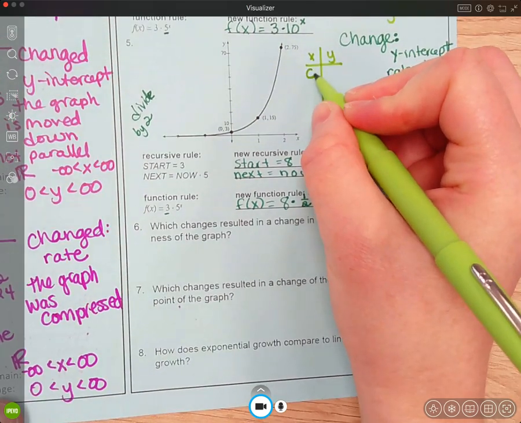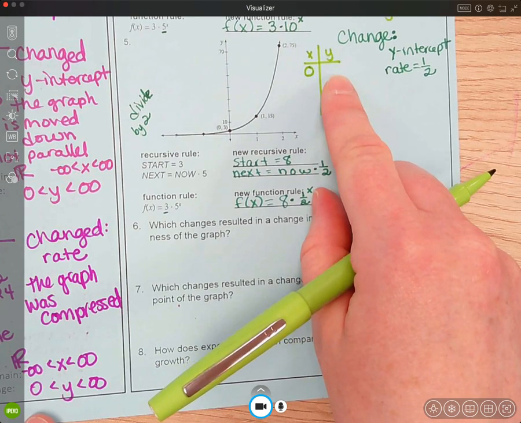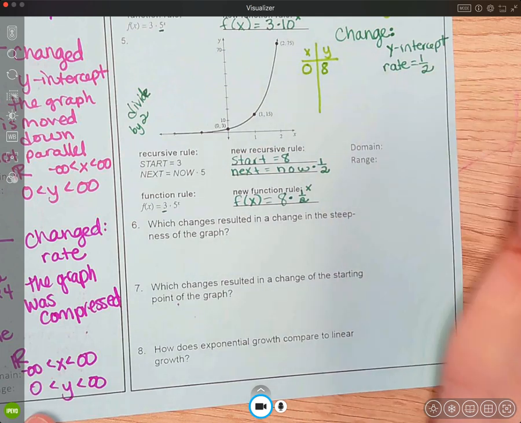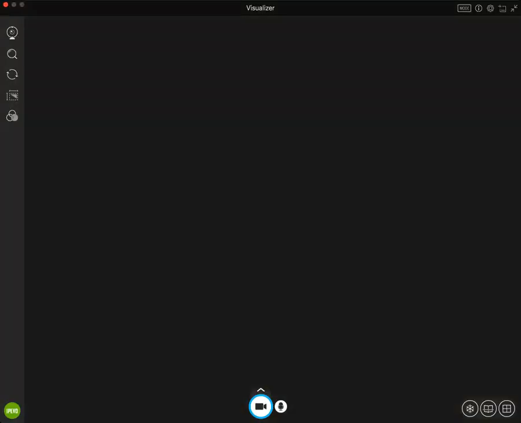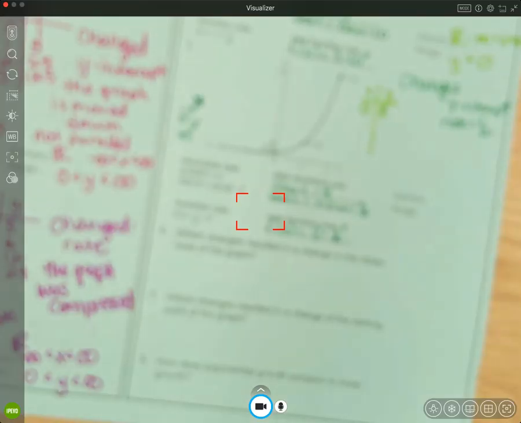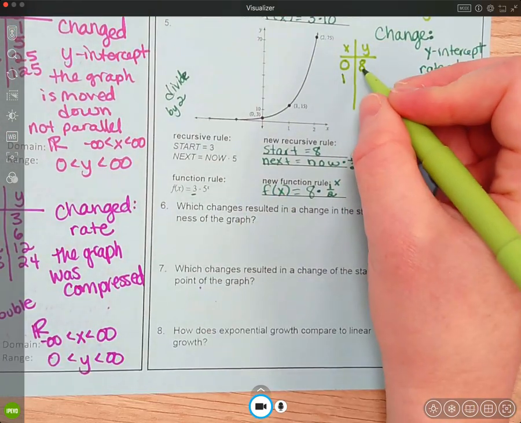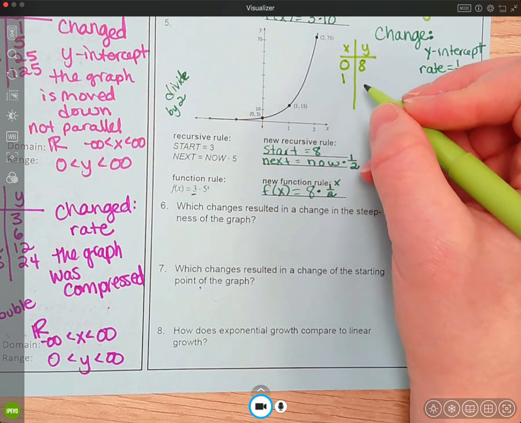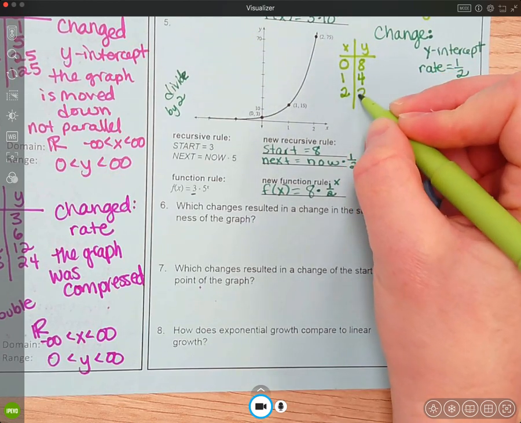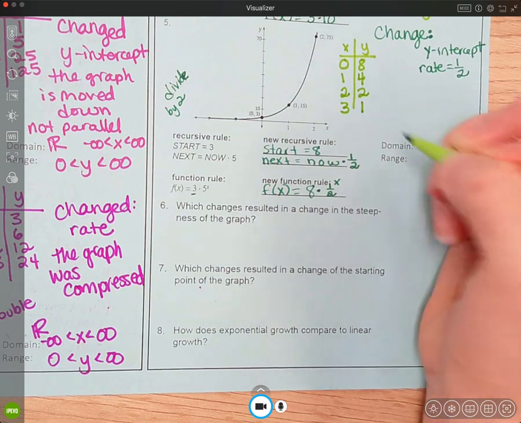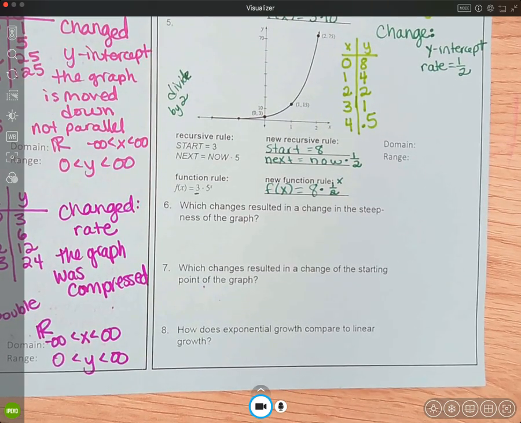So I'm starting with 0. 0 days. And then I start with 8 viruses. So complete the table. On day 1, it was 8, but now I'm halving it every day. And 4. So 4, and then 2, 1, and then 0.5. So it'd keep on decreasing.